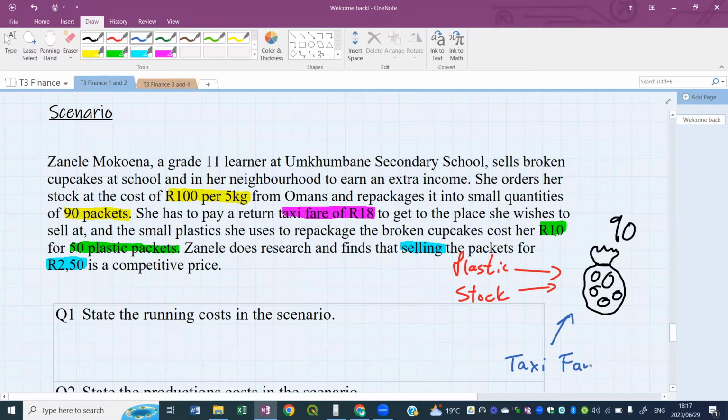Now, why have I made these two different colors? Who can tell me why I have made these costs here, the cost of the plastic, the cost of the stock, the cost of the taxi fare, in two different colors? Who can tell me?